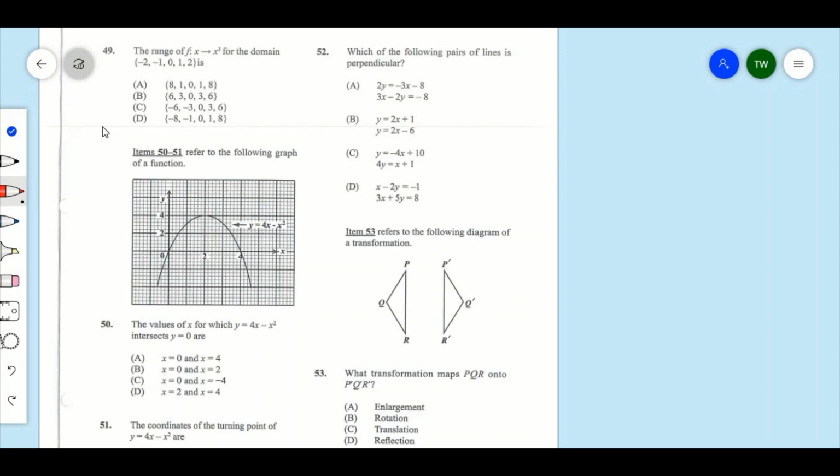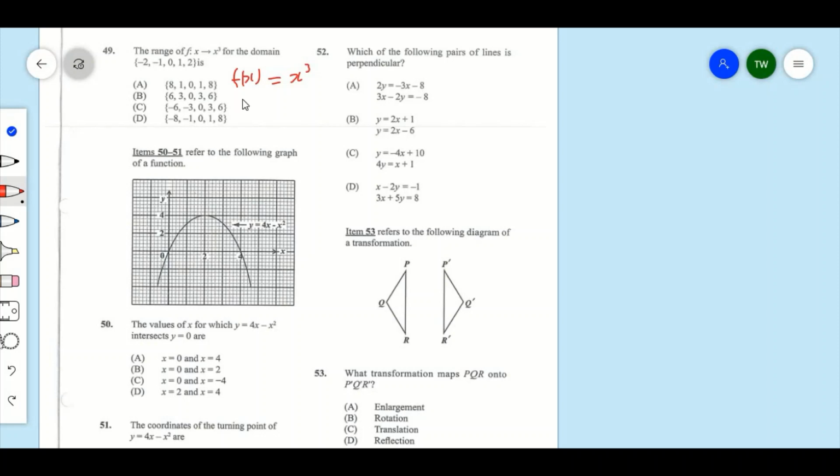Item 49. The range of f(x) maps onto x cubed for the domain -2, -1, 0, 1, 2 is... Now the first thing we can do is to rewrite this question as a function. So as a function, this is just f(x) is equal to x cubed. Now what we're going to do is sub all of the values of the domain into the function and calculate, and it will give us the corresponding y value.